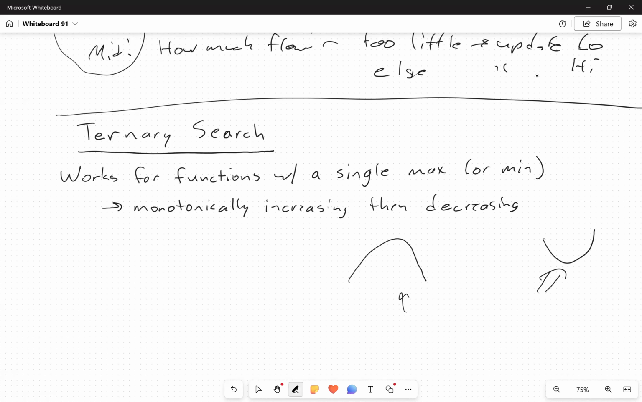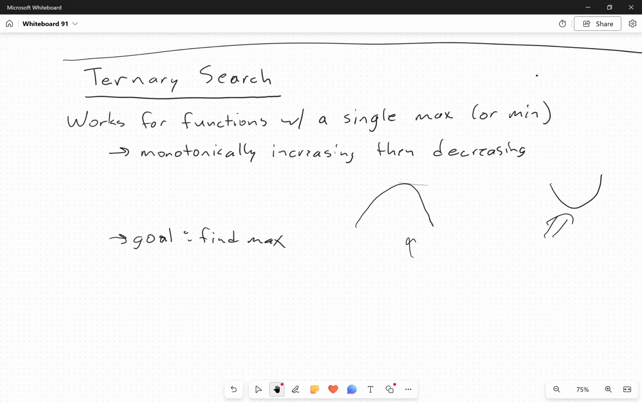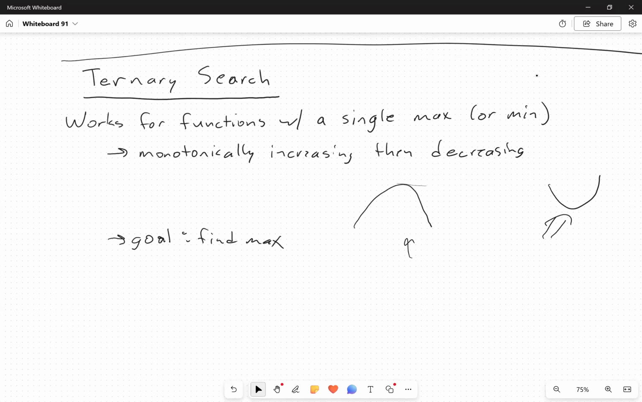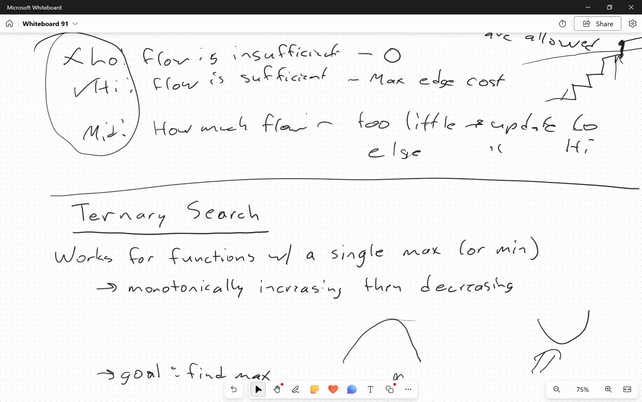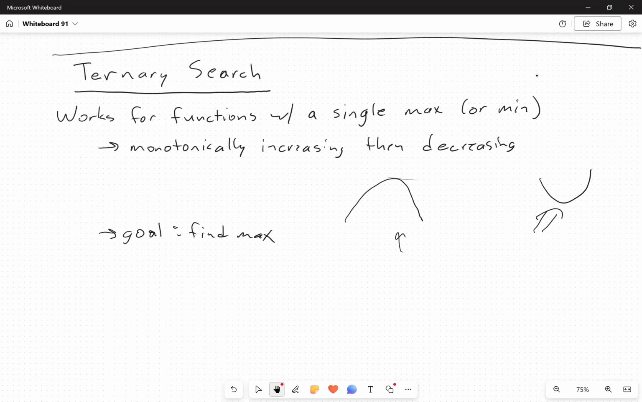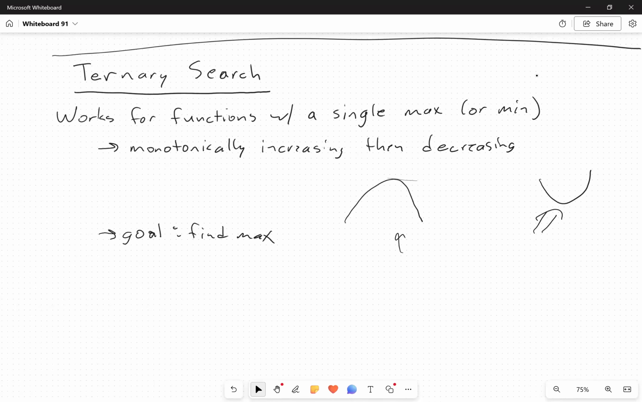And so the goal is to find the maximum. Now, you remember from calculus, you can do this by finding where the derivative is 0, and that's going to be where the maximum is. And sometimes you can do that even in problems that are meant to be a ternary search problem, or that are more naturally a ternary search. But that's not always possible to do. Again, if you have something where the function is not a nice thing where you can take a derivative easily, ternary search is your answer.